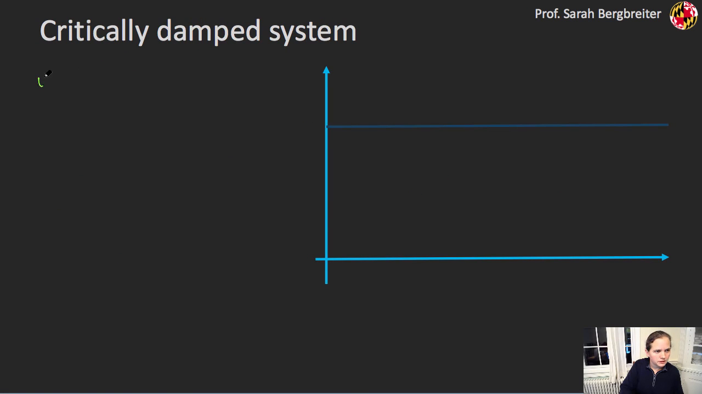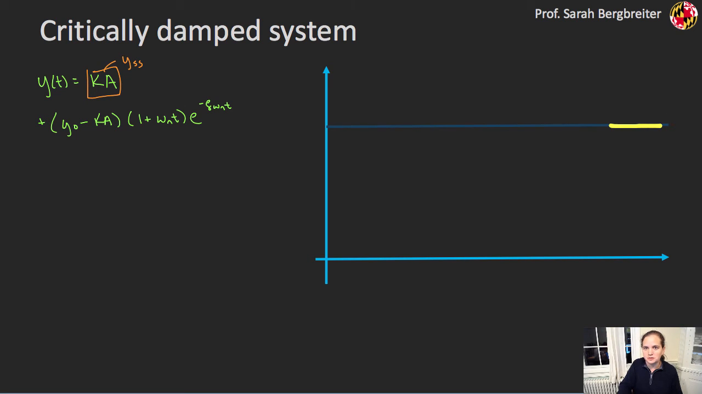For my critically damped system, my y of t is a little simpler. But I still have my Ka, that's my steady state term. I'm always going to have that for this step response, which is one of the key things that I want you to remember. I'm still going to start at y naught.